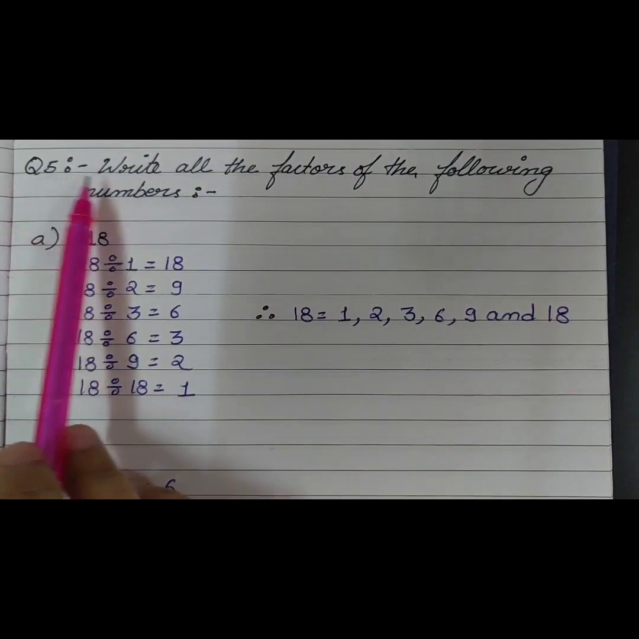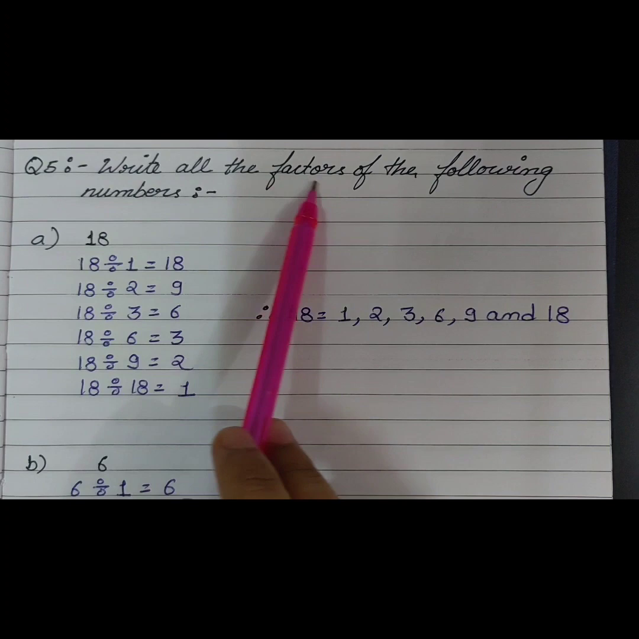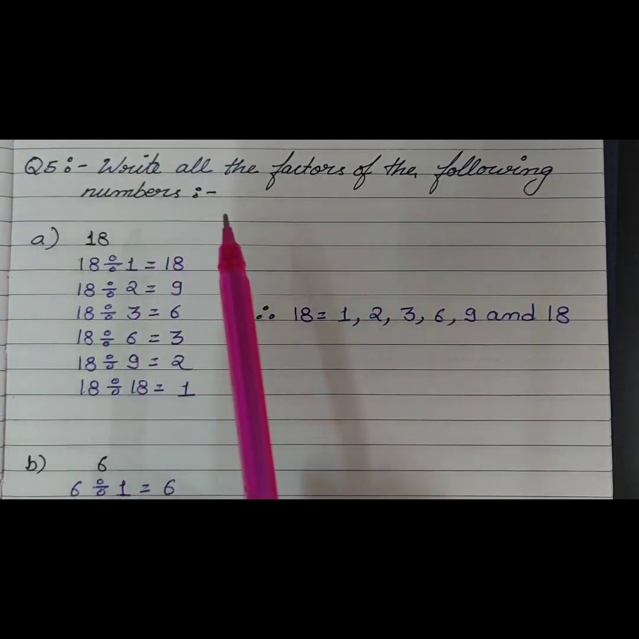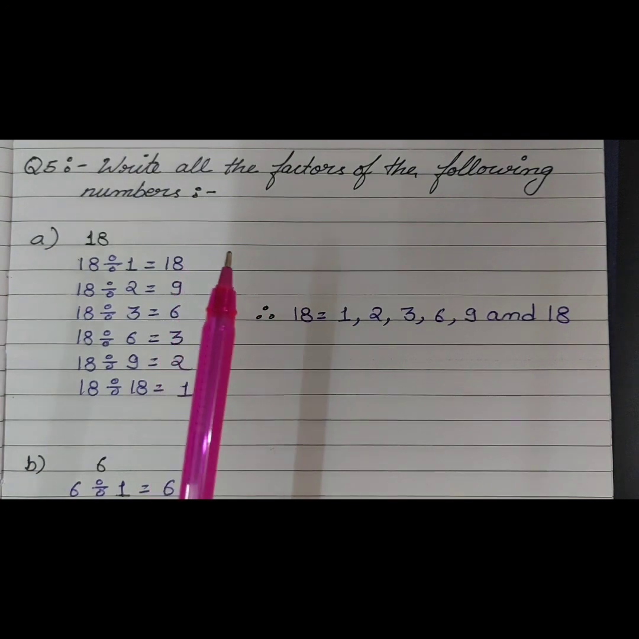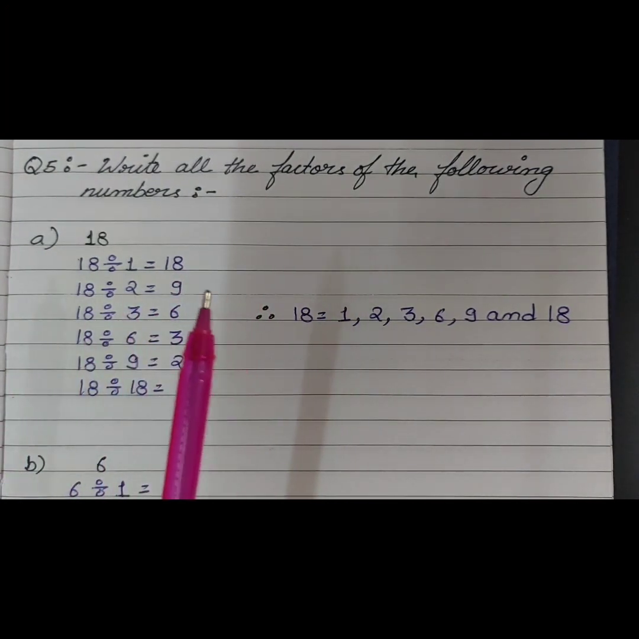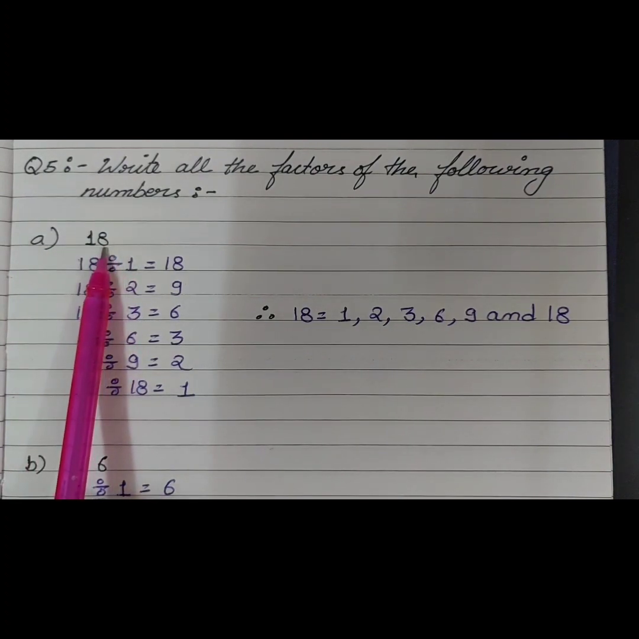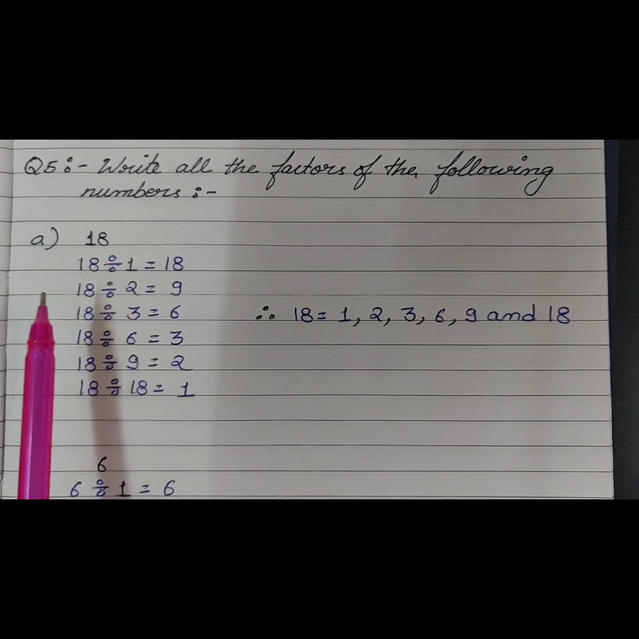Question number 5. Write all the factors of the following numbers. What is a factor? A factor of a number is an exact divisor of that number. So let's start. Part A, 18. We have to find out the factors of 18.